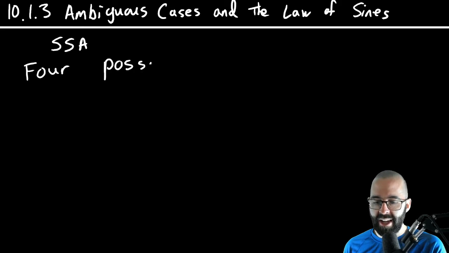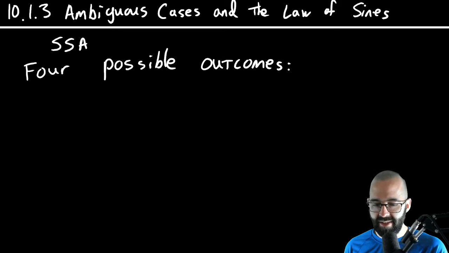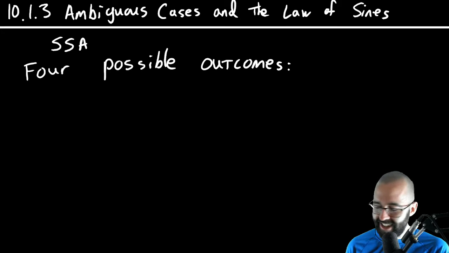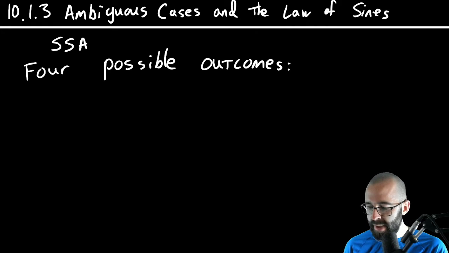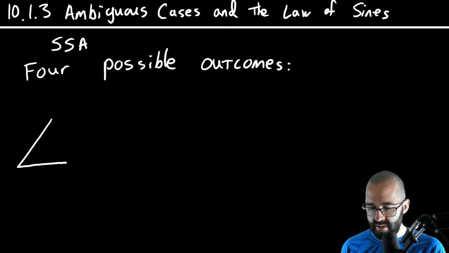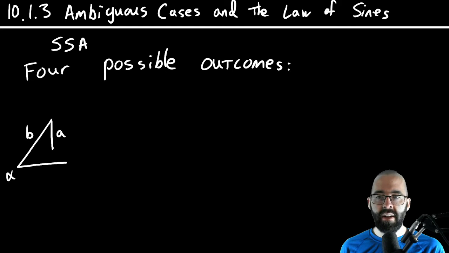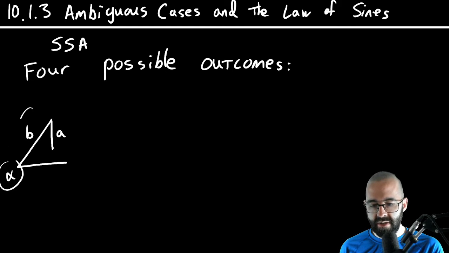So there's 4 possible outcomes for these triangles. Side, side, angle. Angle, side, side is the same thing. And it depends on how big that A is. Because the whole thing about angle, side, side triangles, right, is that we know an angle, alpha, a side, and another side. Angle, side, side.